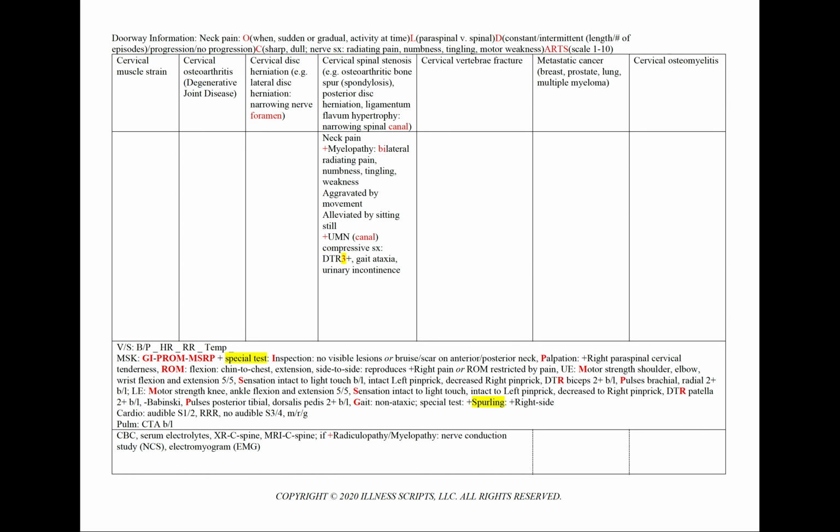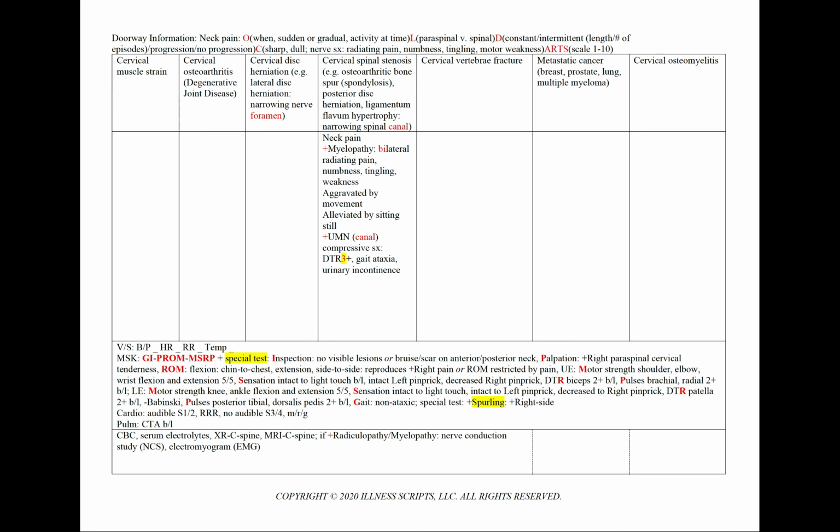In cervical spinal stenosis, for example, an osteoarthritic bone spur, or a posterior disc herniation or ligamentum flavum hypertrophy, we'll have now narrowing at the spinal canal itself. So we'll have a neck pain, and now it will be a myelopathy or a bilateral radiating pain, numbness, tingling, or motor weakness. It can be aggravated by movements and alleviated by sitting still. And since it's impacting at the canal, we'll have upper motor neuron symptoms, including hyperreflexia, and we could also see a gait ataxia or urinary incontinence.